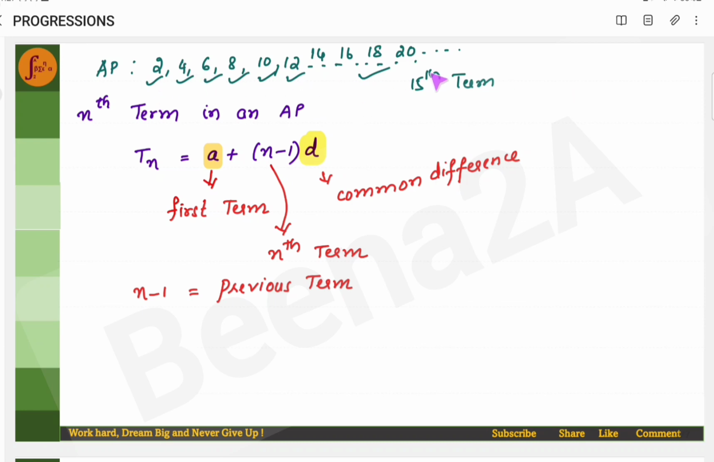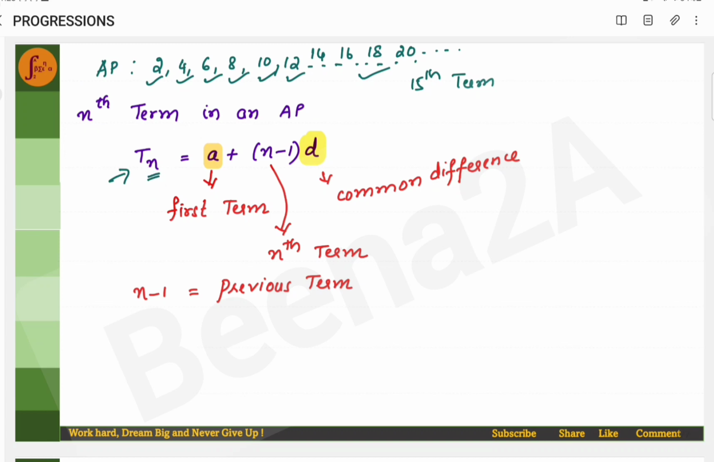So if you have a sequence of 100 numbers, 200 numbers, 300 numbers, can we find out the 200th number? Can we find out the 300th number? It's difficult, right? That's why we have a formula. There is a formula to find any particular term in this sequence. The formula is Tn, right? This means the nth term.